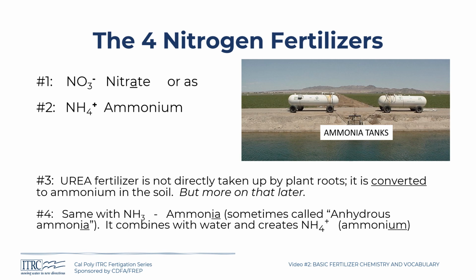And what they do is, you can see little hoses coming from these, and someone adjusts the hose, the flow, and they dribble it into the water. That's an irrigation turnout that you can see just above the words ammonia tanks. And the water goes from the canal into the turnout. The gas mixes with the water and makes ammonium. So it's a conversion right there at that level.